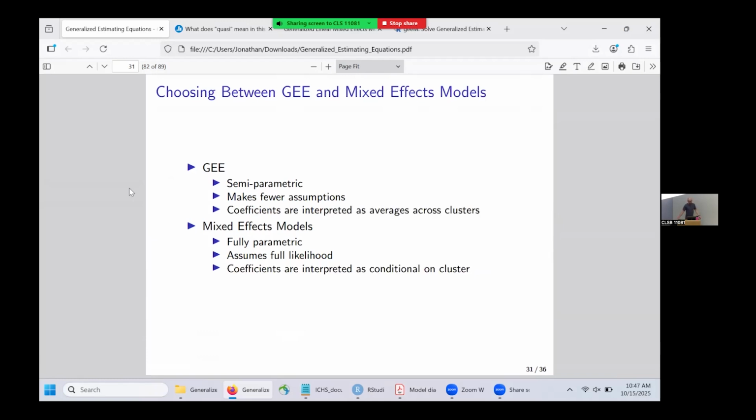And for GEE, the coefficients are interpreted as averages across clusters, population averages. With mixed effects models, the coefficients are interpreted as conditional on cluster, which is something we talked about last time and gets pretty confusing. So these are just things to consider as you're making a decision about which of these to use. What assumptions are you willing to make, and what kind of interpretations are you looking for?